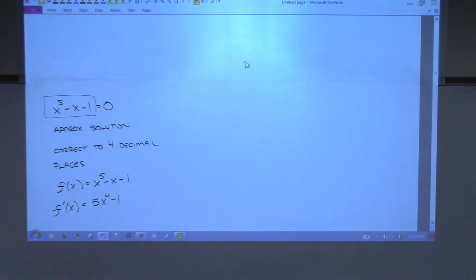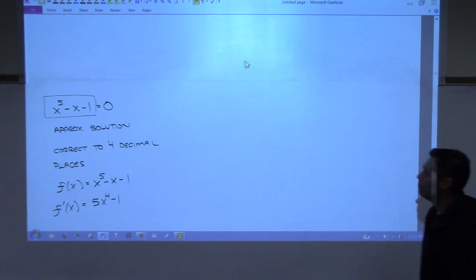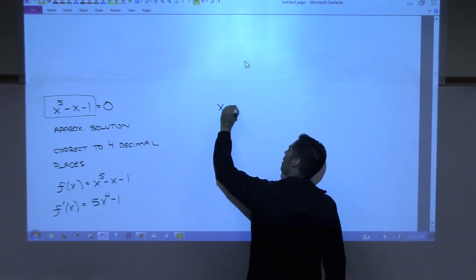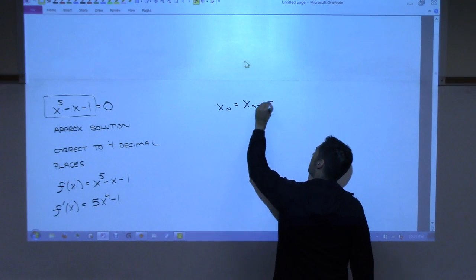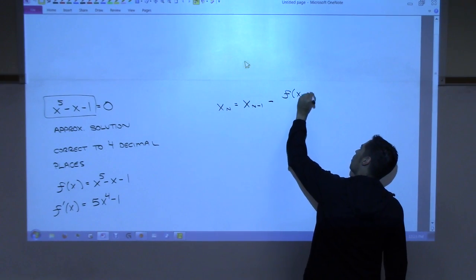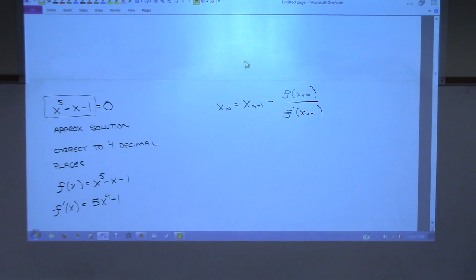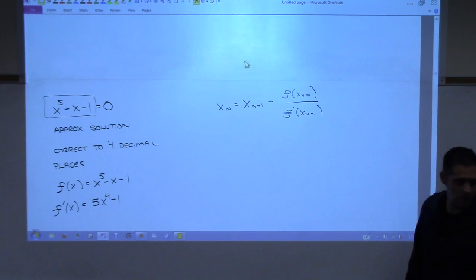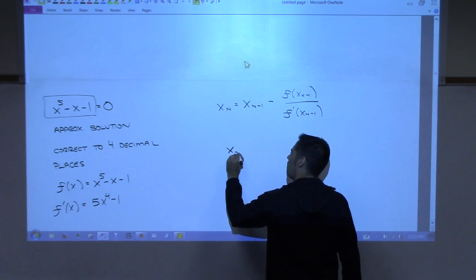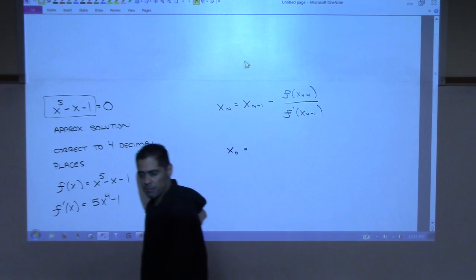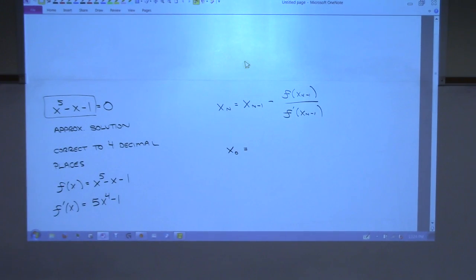All right. Let's write down the algorithm, just so we have it here. x sub n equals x sub n minus 1 minus f of x sub n minus 1 over f prime of x sub n minus 1. Boom. There it is, right? That's the algorithm I'm going to use. What is the first point that we're going to start with? We'll call it x sub 0, right? And that x sub 0 is a guess. So let's make an educated guess here. What number looks like it might be close to making that equal to 0?